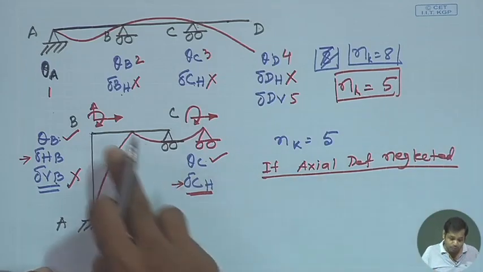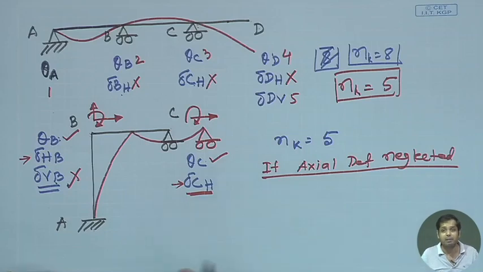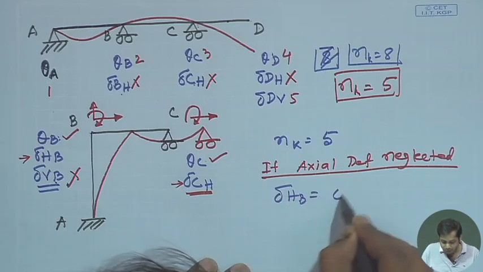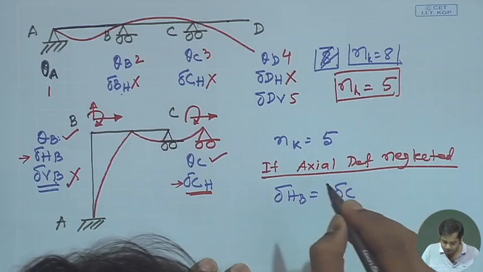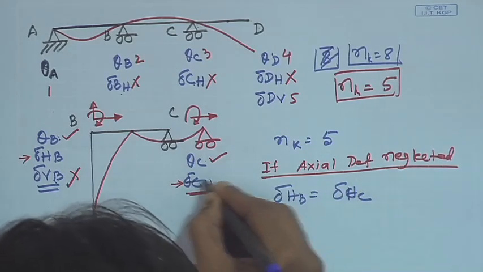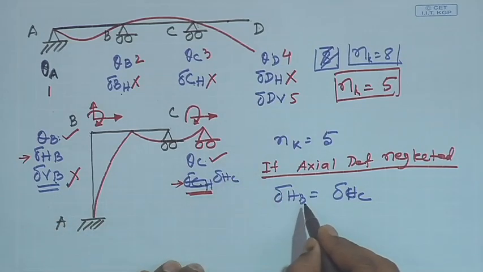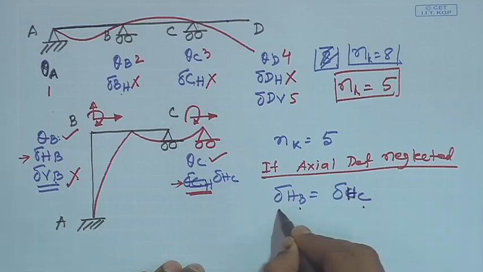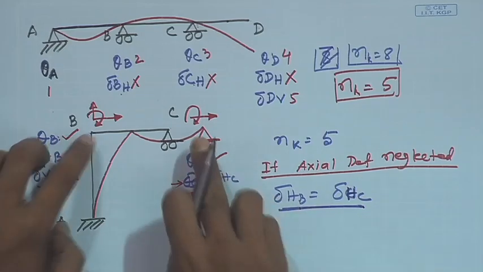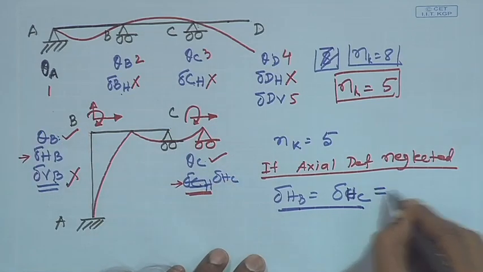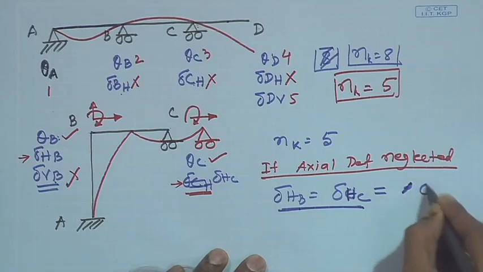So, the member BC will not experience any axial deformation only when delta HB is equal to delta HC. So, horizontal displacement at B is equal to horizontal displacement at C. If this is ensured, then only there will be no axial deformation in BC. Okay. And suppose this is delta.